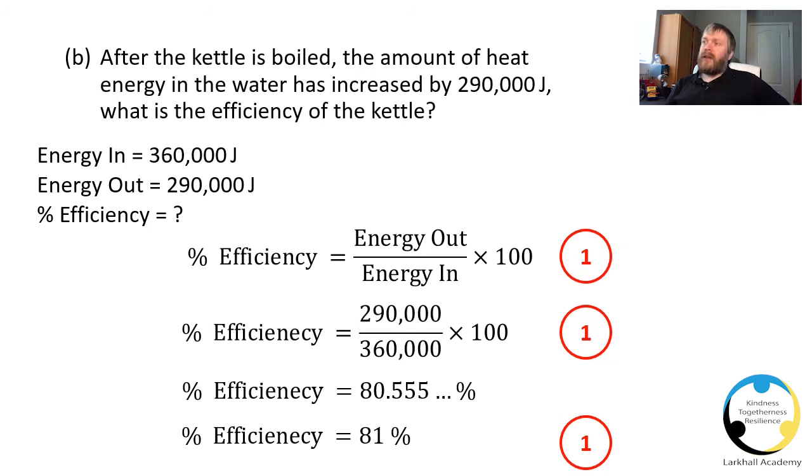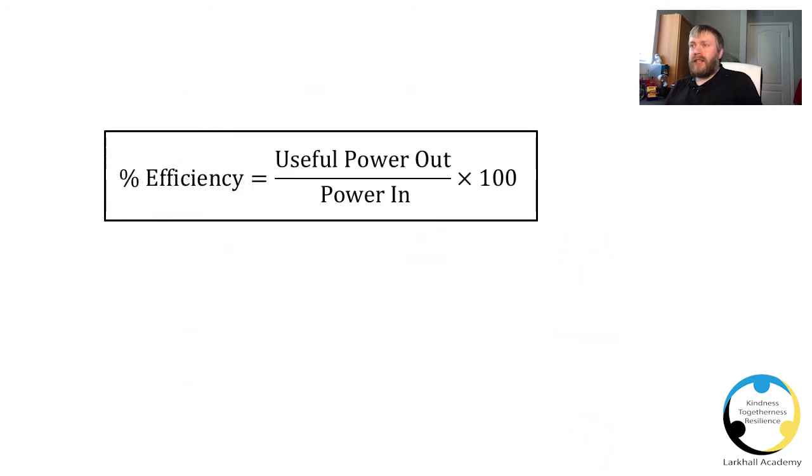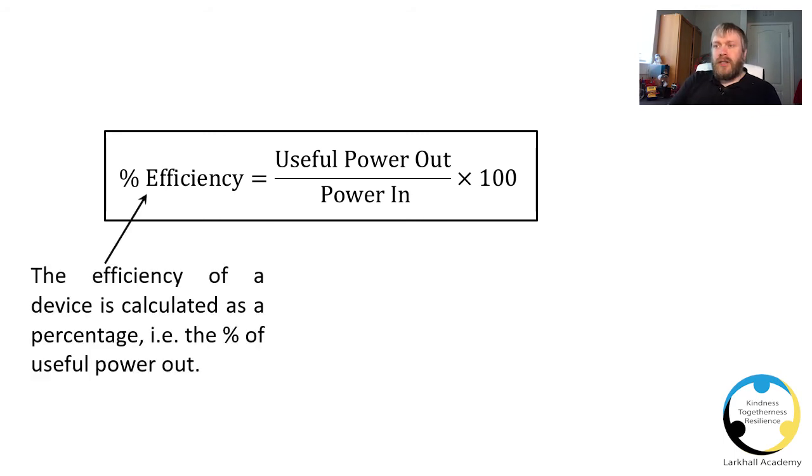So let's have a look at our second equation then. As you can see here, it's very, very similar. This time we've got percentage efficiency is equal to the useful power out divided by the power in multiplied by 100. We're just going to use power instead of efficiency. The efficiency of a device is calculated as a percentage. This is the power efficiency, of course. So it's a percentage of the useful power in.